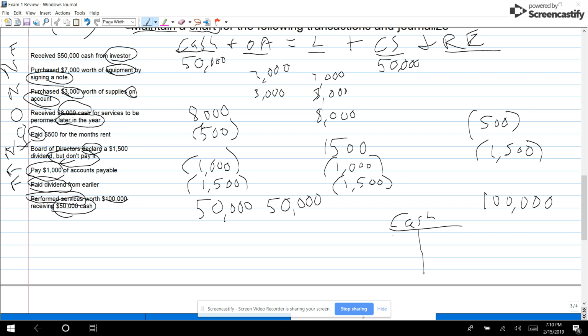In transaction 1, we had a debit of 50,000. In transaction 4, we had a debit of 8,000. Then cash goes down here for 500. Then it goes down again for 1,000, and then it goes down again for 1,500. I swear there's a point to this. Hold on. And now the last thing is a debit of 50,000.